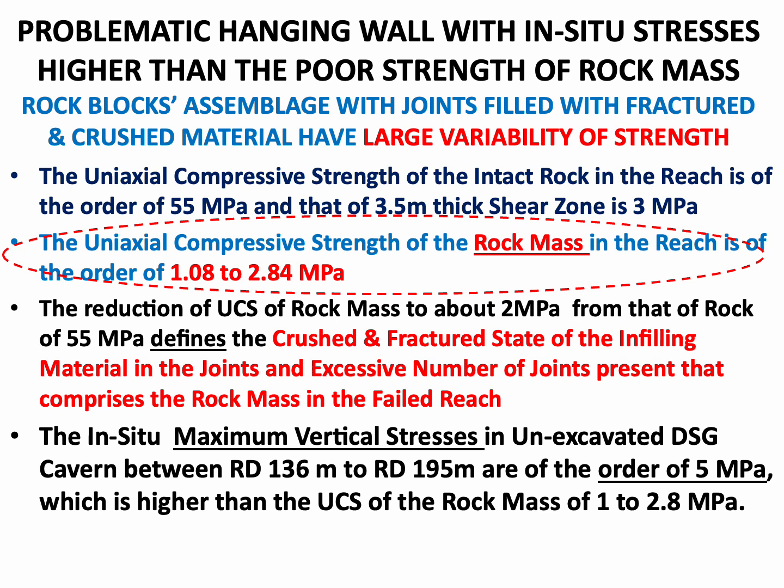The strength of rock mass is reduced to a value of 2 MPa, whereas its constituent intact rock is having strength of 55 MPa. That is due to the fact that the rock mass in hanging wall is excessively jointed with joints filled with fractured and crushed material, which makes the rock mass very weak.